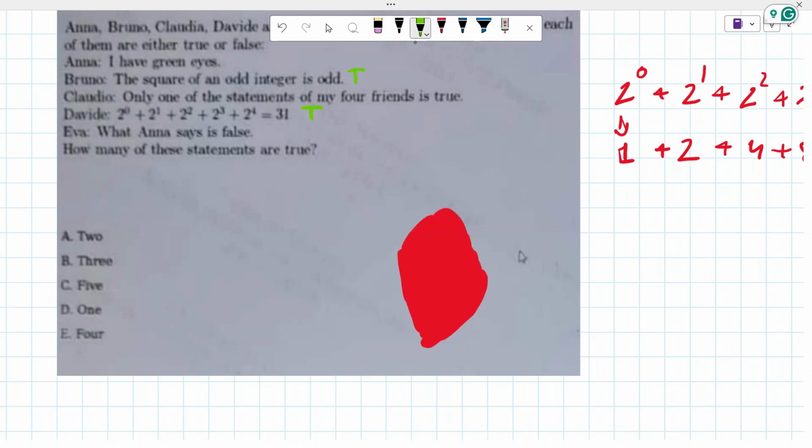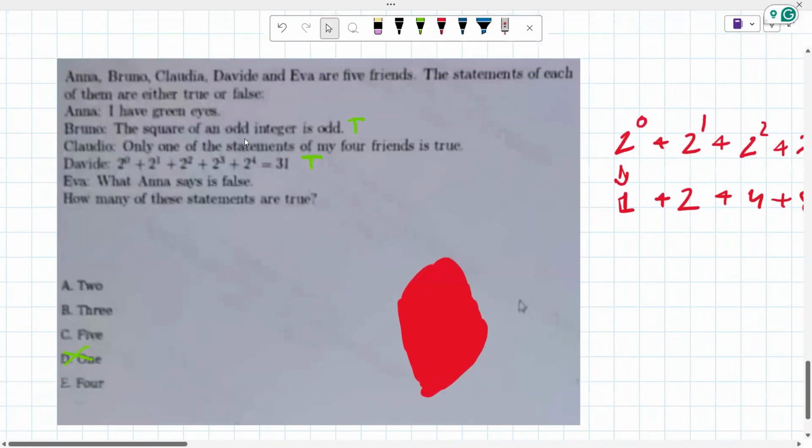All right, you can already eliminate D because we already know that 2 statements are true. Then Claudia says only one of the statements of my 4 friends is true. This is false because we already found 2 true statements. All right, and let's check Anna and Eva.